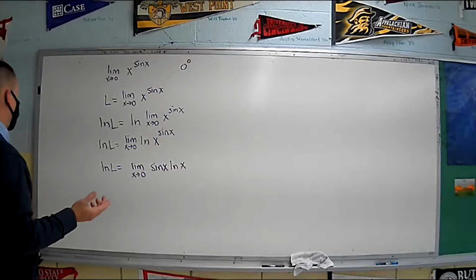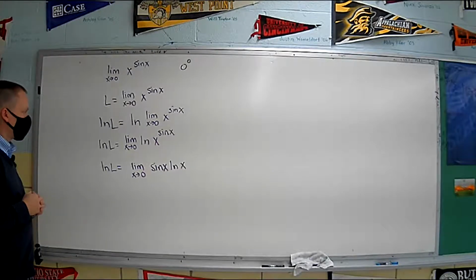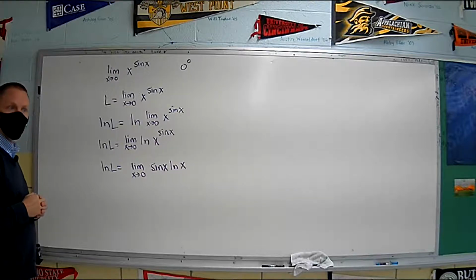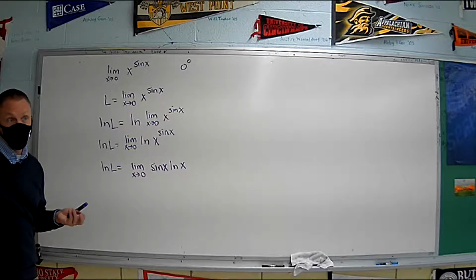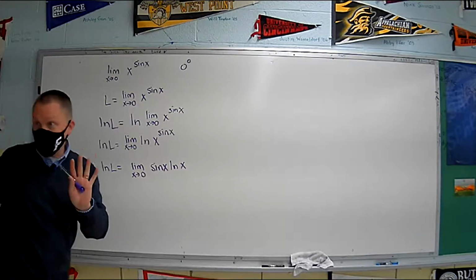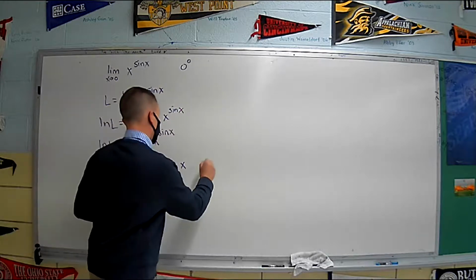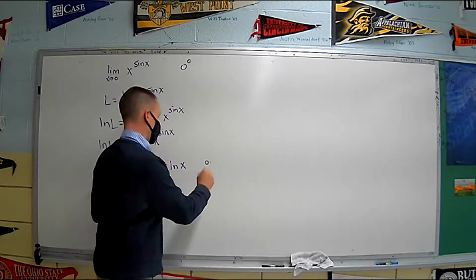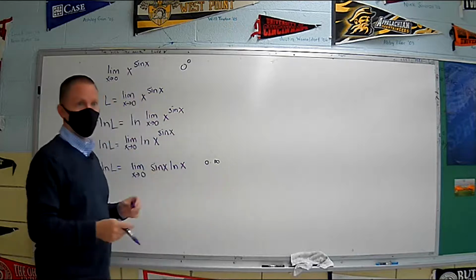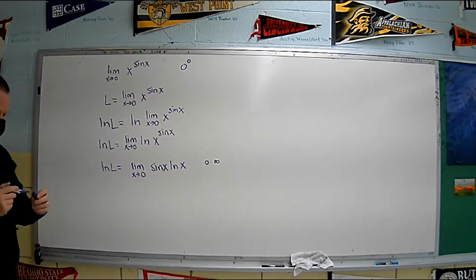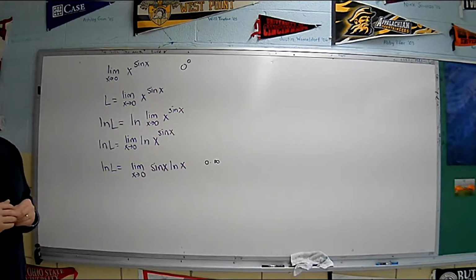Now, friends, what am I going to do here? You've got to get a fraction, right? Let's check our indeterminate form real quick. Sine of 0 is 0. Natural log of 0 is negative infinity, or infinity. So we have 0 times infinity. So we are indeterminate.